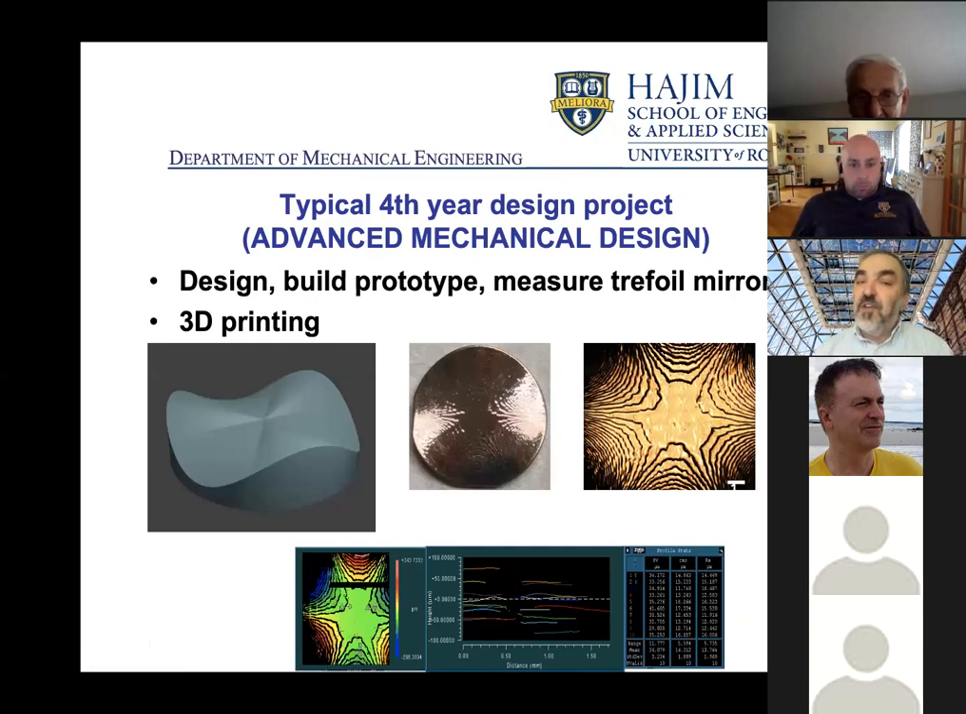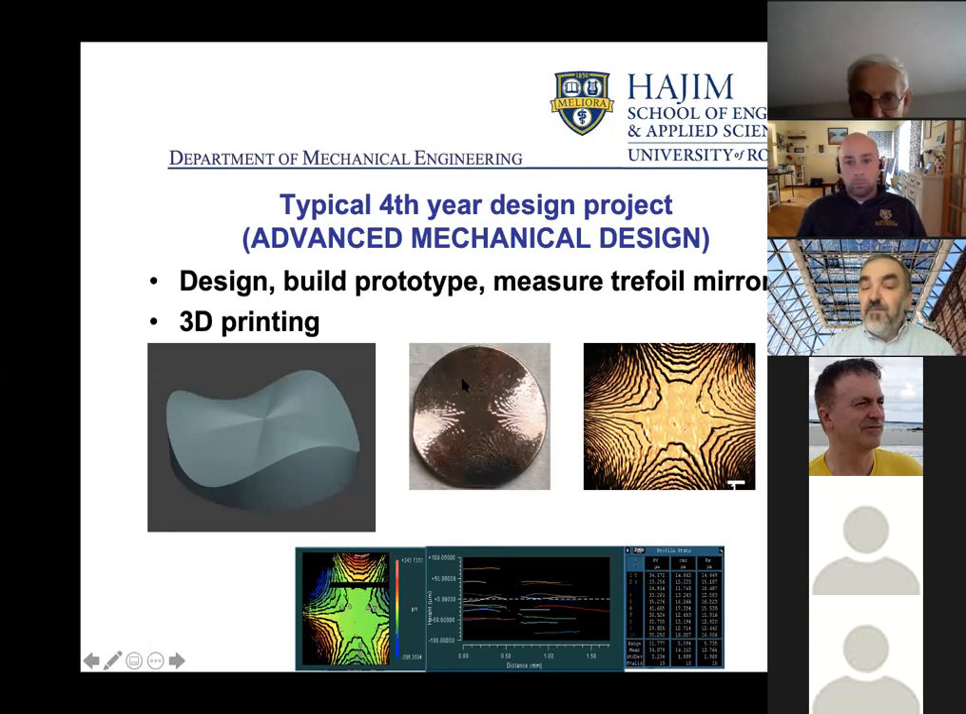Again, this is a 4-year design project. The students have to design, build the prototype, and measure a trefoil mirror. And then they used 3D printing on the U of R campus over at Rittner for actually doing this. A trefoil mirror is a mirror that looks like a potato chip, but has a threefold symmetry. So you can see from here, on the left is the CAD model for the design.